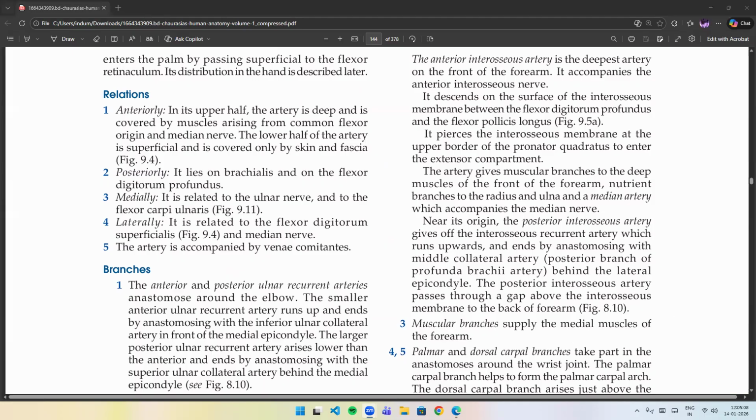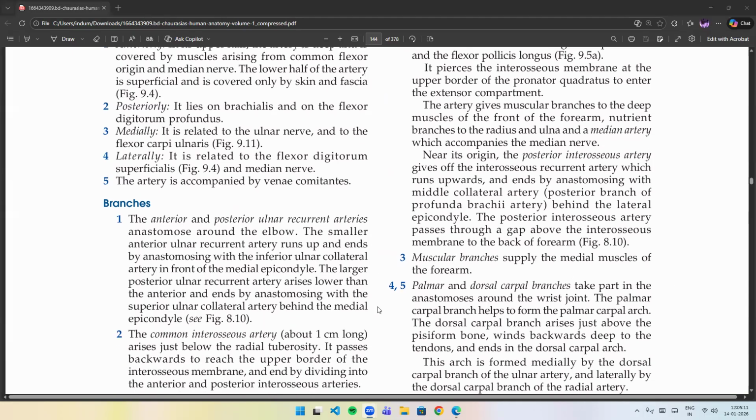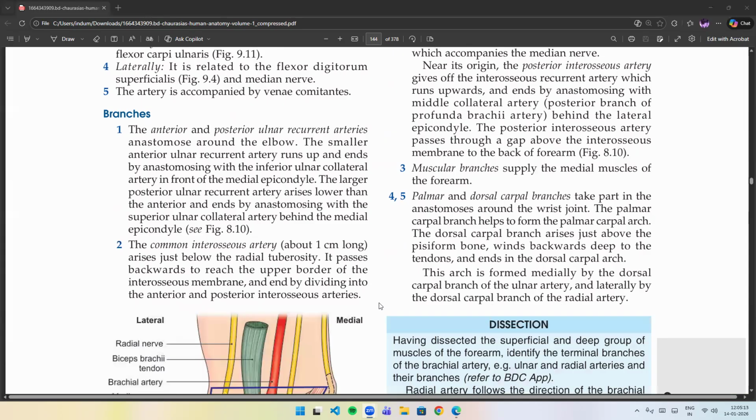Branches. Number 1. The anterior and posterior ulnar recurrent arteries anastomose around the elbow. The smaller anterior ulnar recurrent artery ends by anastomosing with the inferior ulnar collateral artery in front of the medial epicondyle. The larger posterior ulnar recurrent artery arises lower than the anterior and ends by anastomosing with the superior ulnar collateral artery behind the medial epicondyle. See figure 8.10.